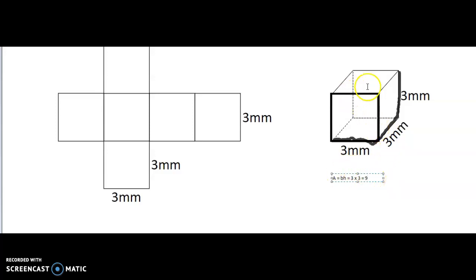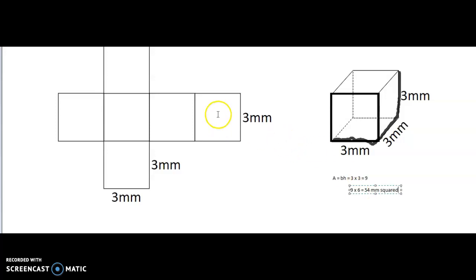So since all 6 of the sides, the front, the back, the right, the left, the top, the bottom, are all going to be 9, all you have to do in this case is do the area, which you got 9, times the 6 sides, which gives you 54. So it would be 54 millimeters squared as your answer. So anytime you have a cube, very simple, find the area of one of those 6 sides, still use the formula, base times height. In this case, it was 3 times 3, which gave us 9. And then, once you have that, 6 times.